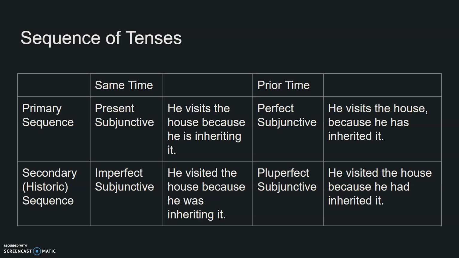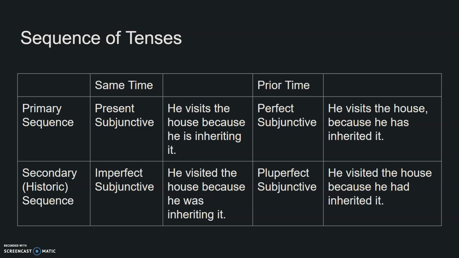But when we add cum clauses, we have to look at prior time as well. So as a reminder, primary sequence in prior time uses the perfect subjunctive. Secondary sequence in prior time uses the pluperfect subjunctive. I just wanted to throw out these sentences again as a quick reminder of the different ways we can translate these if you did have this cum clause because he is inheriting it in Latin.